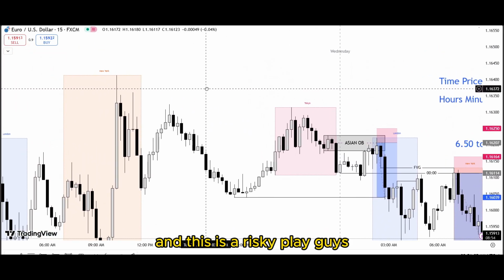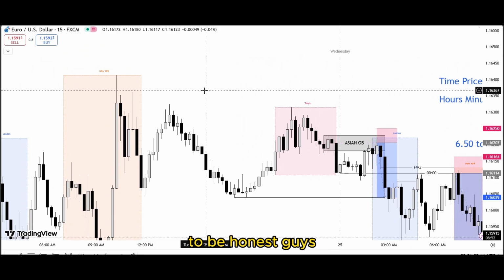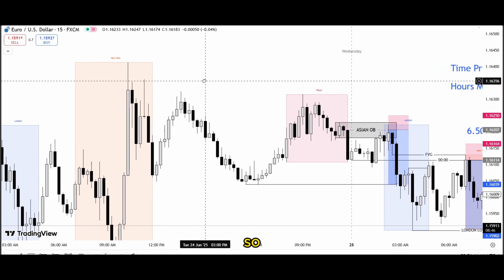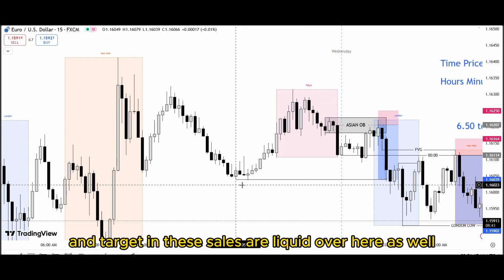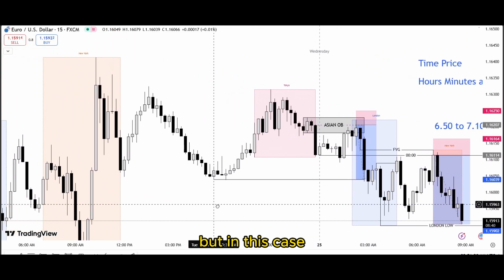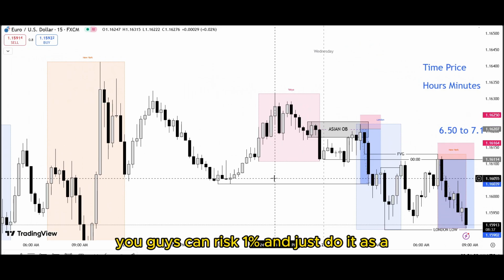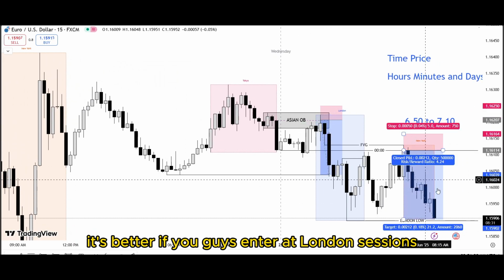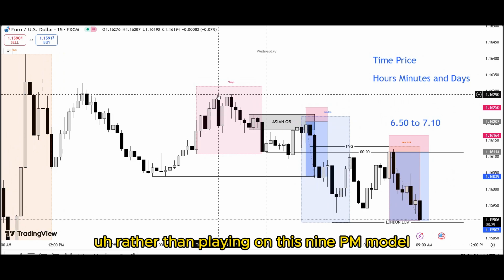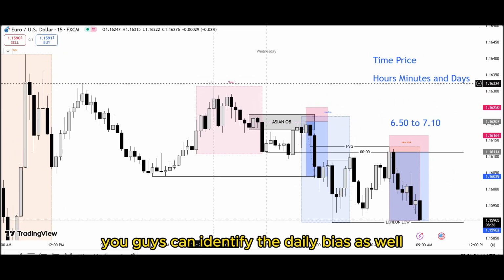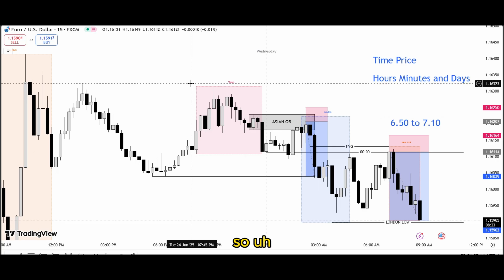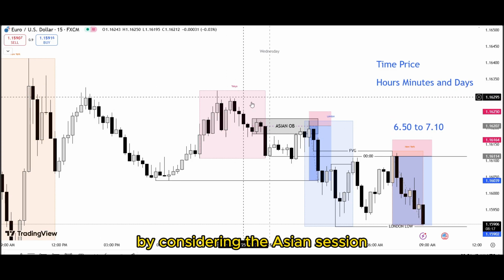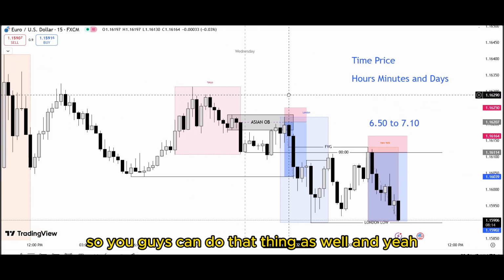And this is a risky play, guys, to be honest, because most of the time you don't know if the price is going to take this high or not. So sometimes you can take your trade from here, targeting the sell side liquidity over here as well. But in this case, you can risk 1% and just do it as an experiment. But it's better if you enter at London session rather than playing this 9 p.m model. In this case, you can identify the daily bias as well. Just keep that in your mind, there is a way to identify the daily bias by considering the Asian session. So you can do that as well.